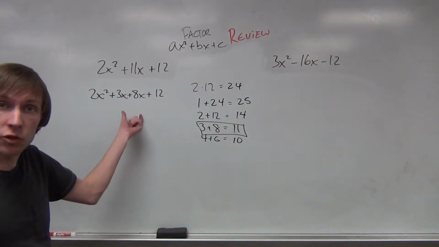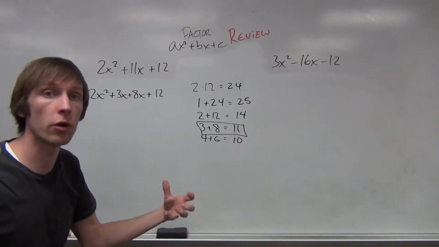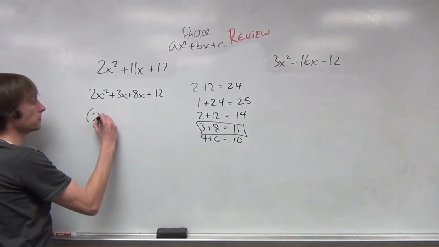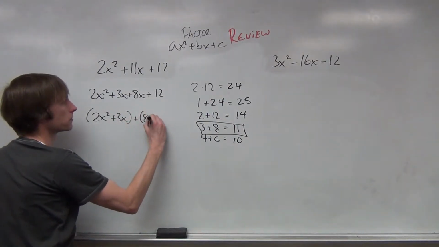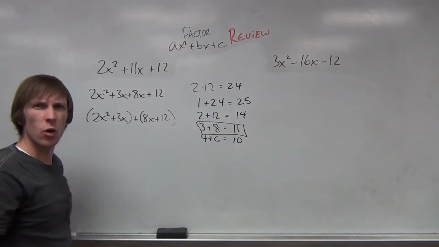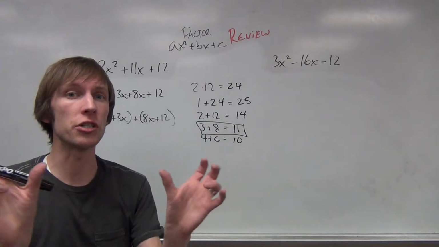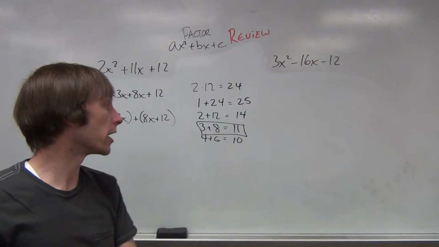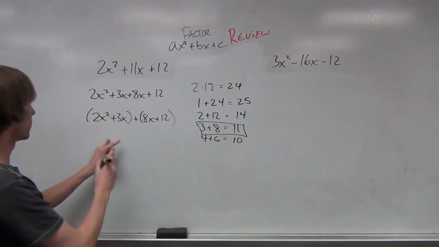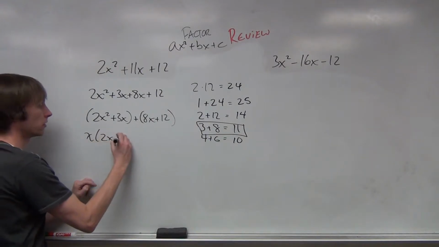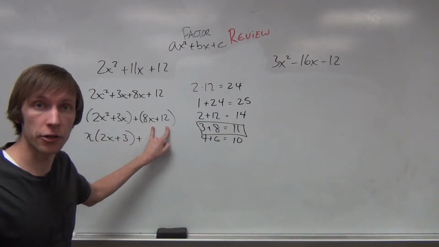This is an equivalent expression. It's equal to this. It's just written so that we can use it for factoring. We like to group the first pair of terms and the second pair of terms and find the GCF in each pair. Here, the greatest common factor is just 1x. In this pair, the greatest common factor is 4.